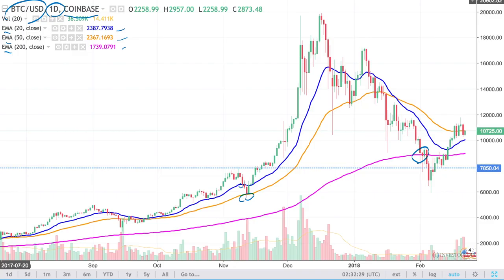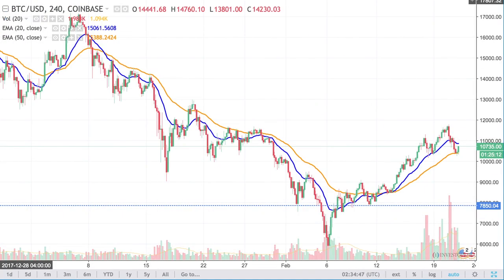What you'll notice about moving averages is even though I'm applying them here to a 1-day time frame, you can use them in shorter time intervals as well. Now, this chart is Bitcoin versus the dollar in 240 minutes, so this represents 4 hours of time per candlestick, and this is on the Coinbase exchange. And here I've identified the 20-period exponential moving average and the 50-period exponential moving average.